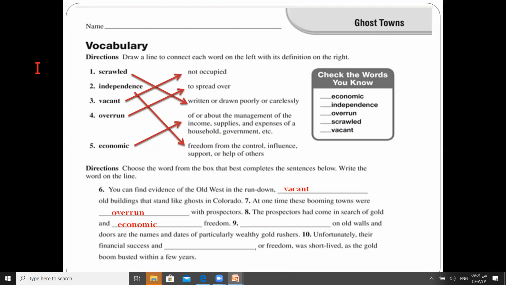Now, the last one. Unfortunately, their financial success, independence, or freedom was short-lived as the gold boom busted.